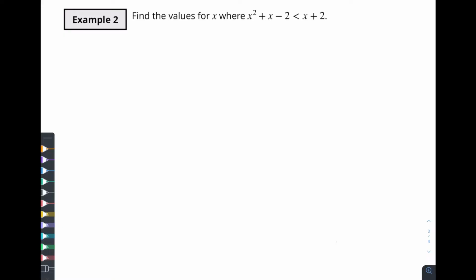In this video, we're going to continue our work with quadratic inequalities, and we're going to look to see how we can find where a quadratic is greater or less than a linear equation. Let's get to it. Here we have the example. It says, find the values for x where this quadratic is less than this linear equation.